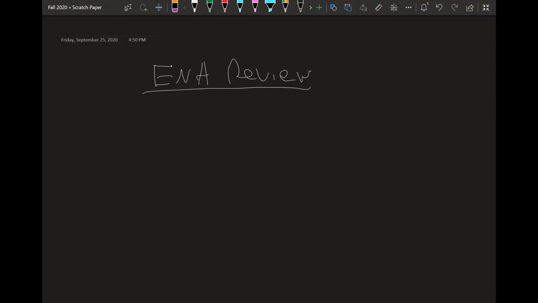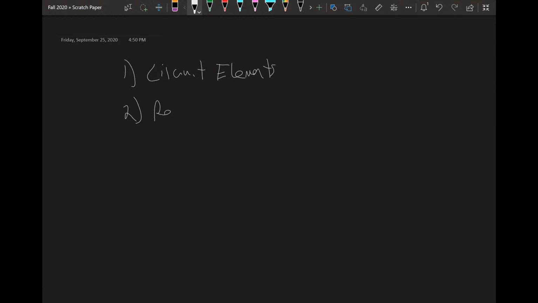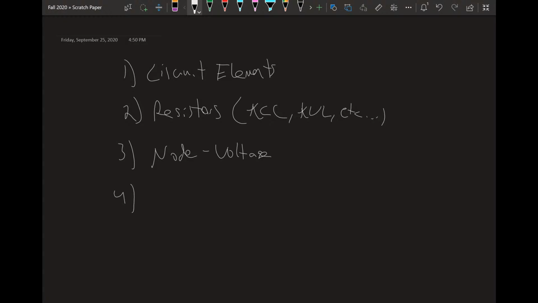Okay, so here's my plan currently, and tell me if any of this is something you haven't seen yet. So 1, I'll go over some basic circuit elements. Very basic stuff. And then 2, resistor networks. So that's KCL, KVL, etc. 3, I'll go over node voltage. 4, mesh current. And 5, I guess, would be superposition.